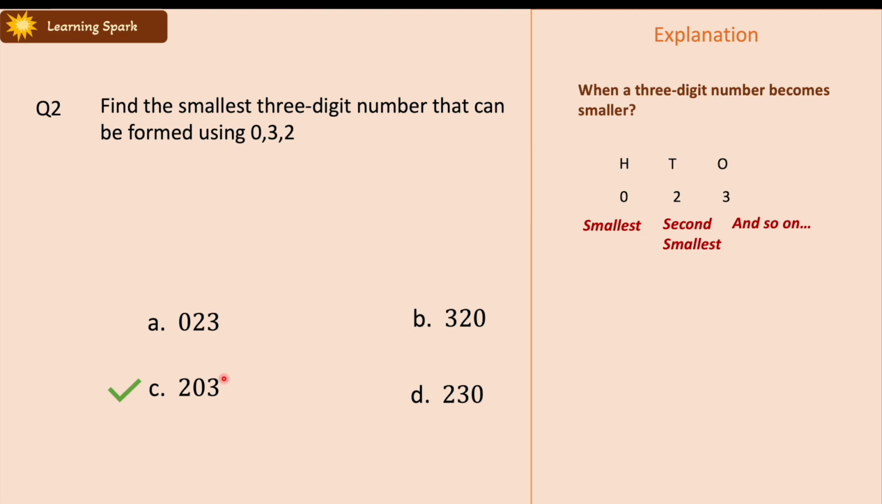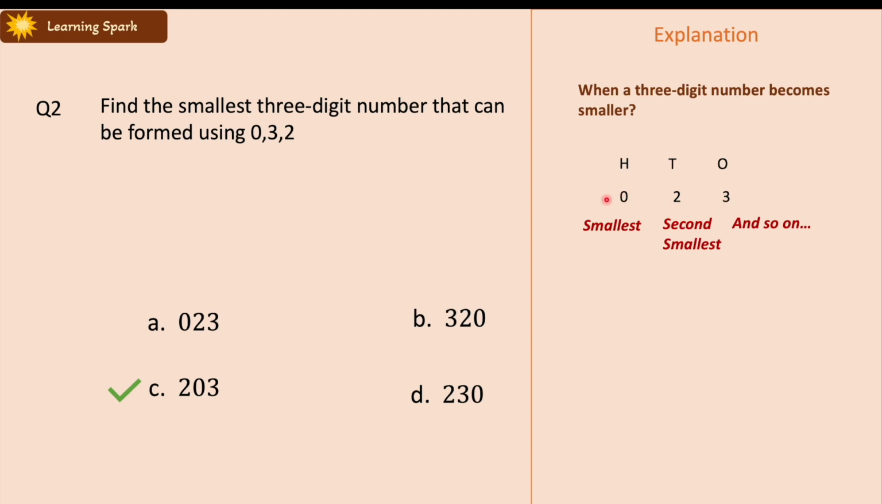We are supposed to put 0 in hundreds place. And then the second smallest digit 2 we put in tens place, and the largest, 3, we put in ones place. This gives us the smallest number possible with 0, 3, 2. But the problem is this is not a 3-digit number. 0, 2, 3 means what? It means 23. 23 is a 2-digit number.